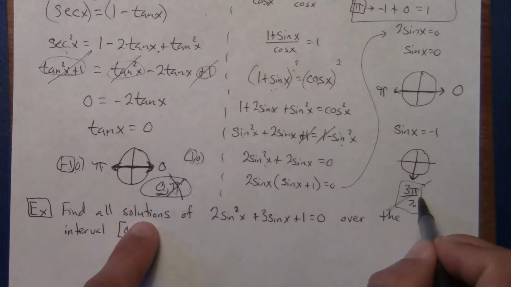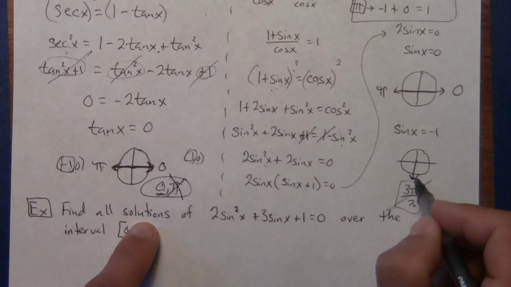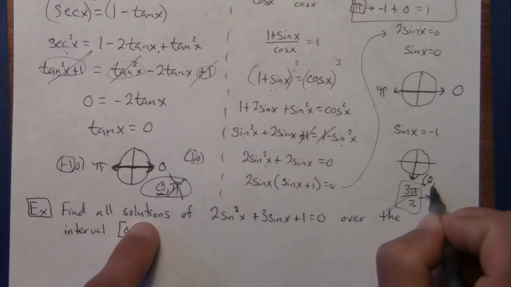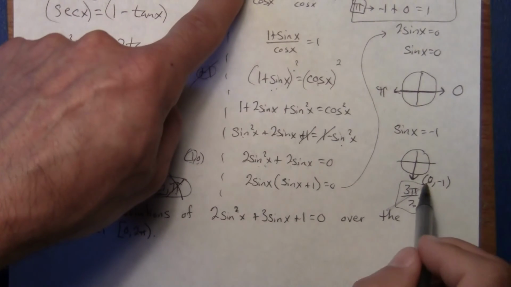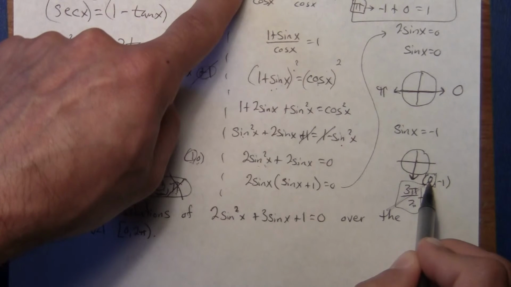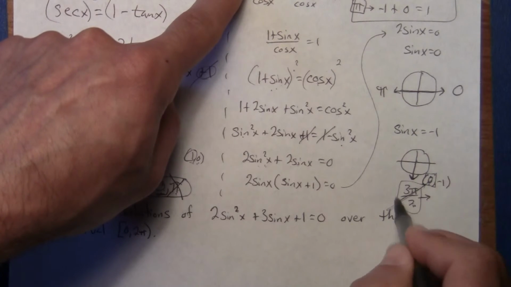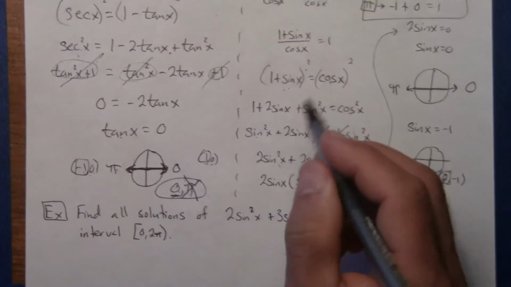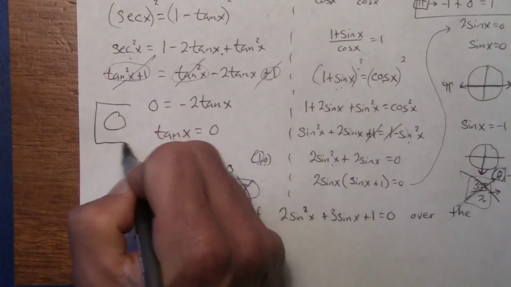Plug 3 pi over 2 in, I'll just show it here. 3 pi over 2, this point is 0, negative 1. If I ask you for the secant, there's the cosine. If you flip that over or find the reciprocal of it, it's undefined. So I can't even check this anyway. So my only answer for this problem is 0.